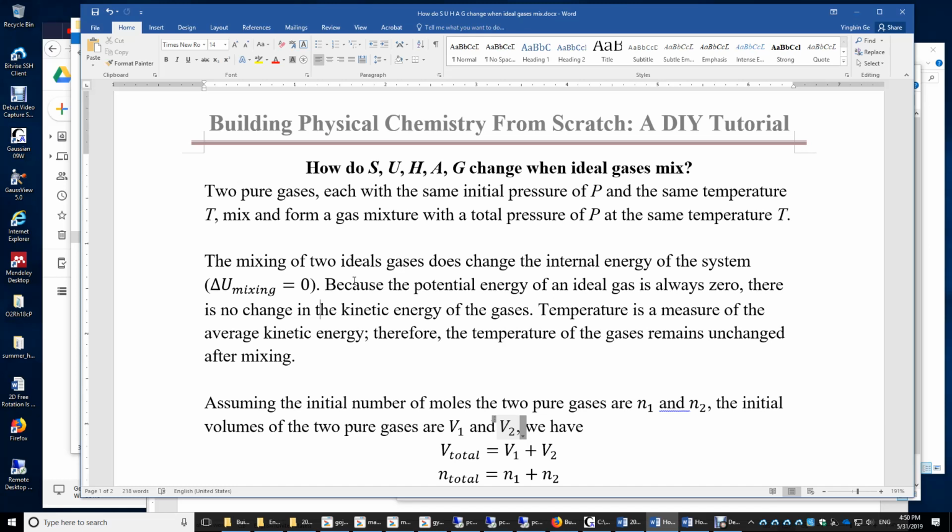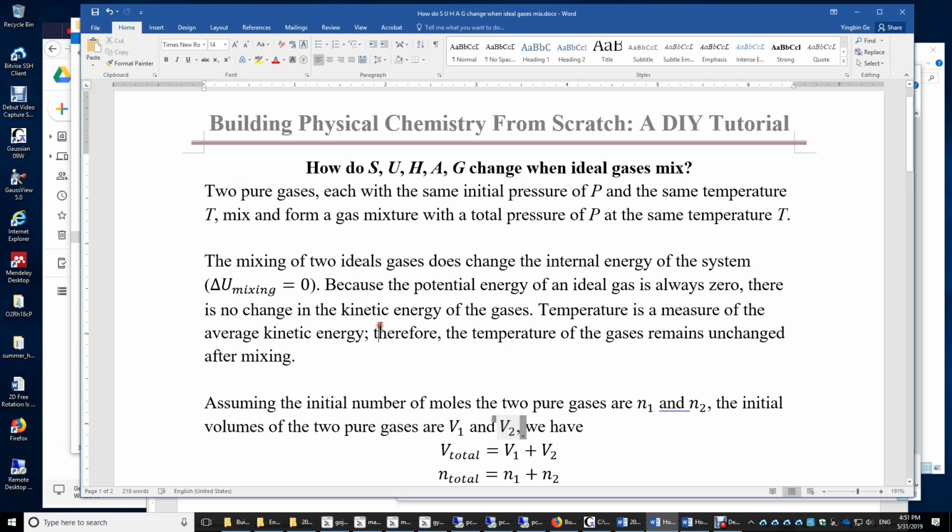Because the mixing is between these two ideal gases, the internal energy does not change. Therefore, delta U mixing is zero. And because the potential energy of ideal gases is always zero, there's no change in the kinetic energy of the two gases. And temperature is a measure of the average kinetic energy. Therefore, the temperature of the gases also remains unchanged after mixing.